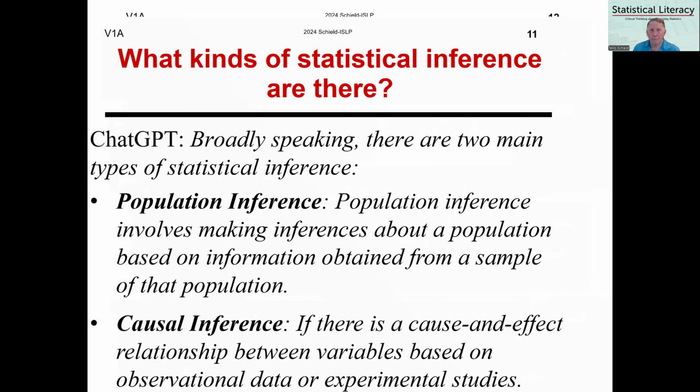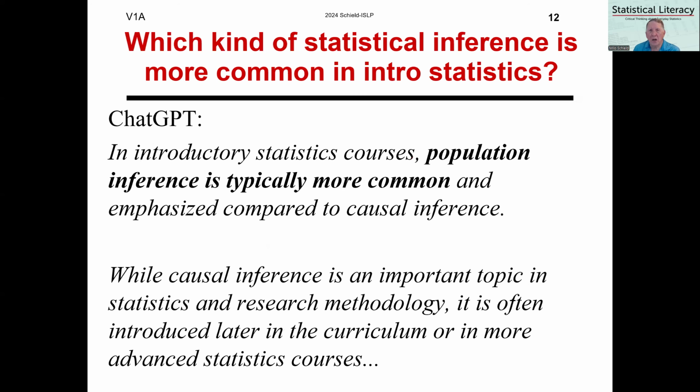So, Chat, because we've got two kinds, what kind of statistical inference is more common in intro statistics? Chat said population inference. I agreed with that. On causal, it said that's an important topic, often introduced later or in an advanced course. And I thought, well, I'm interested in what's going on in the intro course because my students don't take a second statistics course.